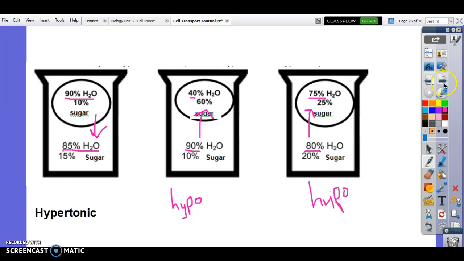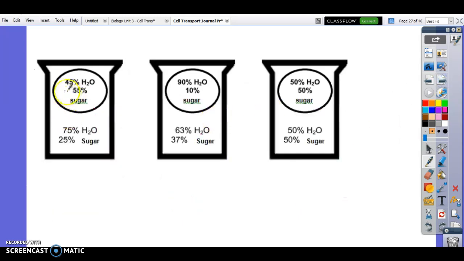It's really impossible to draw on here. All right, over here, water, 75 and 45. Again, it's going to go in. Okay, so we've got hypo. Then we have 90 and 63, so we're going to get water going out. This is an example of hypertonic.